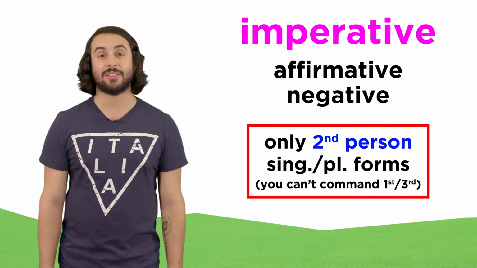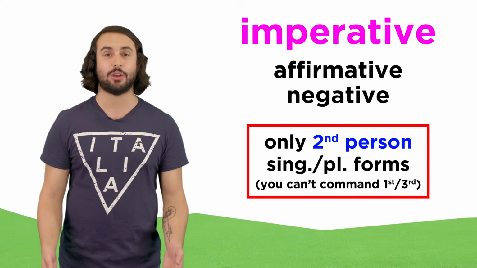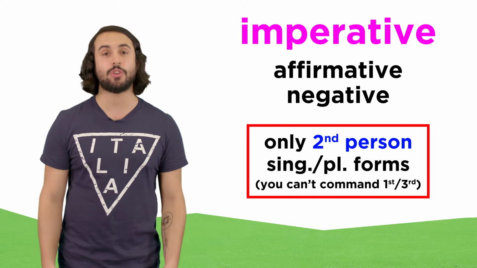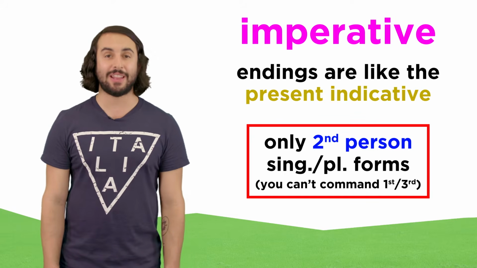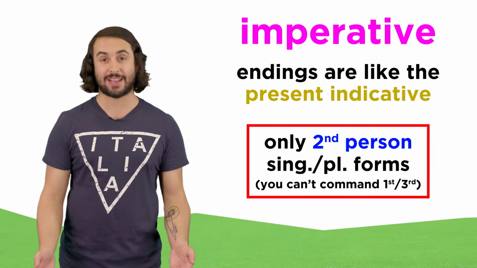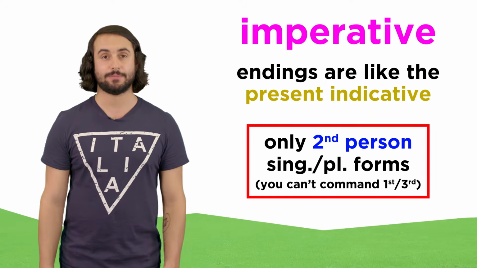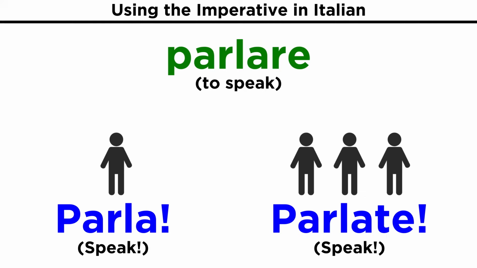Because it is a command that you give to someone else, the only forms are second person singular and second person plural, as first person and third person don't make any sense in this context. The endings are very easy, and they can be compared in the forms of the present indicative, with few exceptions. Let's see this in action. Using parlare, we can command that one person speak by using parla. For several, this will be parlate.